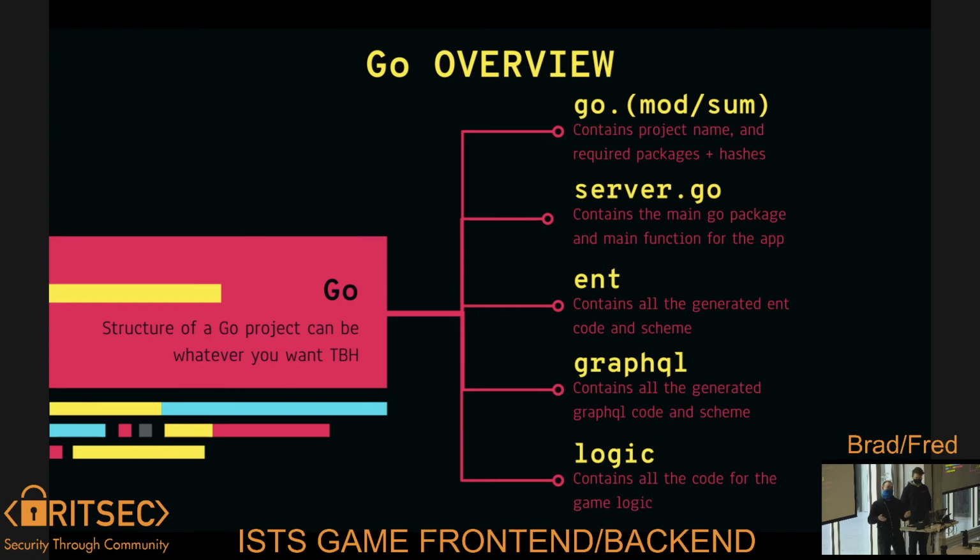Then in this project, we had server.go, which was in the root directory. That's kind of like main.go. That's where the main function was, and the main package was defined. Then we have three important folders, which were ent, GraphQL, and logic. Ent, as we're going to talk about, was basically the backend and the database driver. GraphQL was what we used for the API. And the logic folder is where I actually put the game logic.